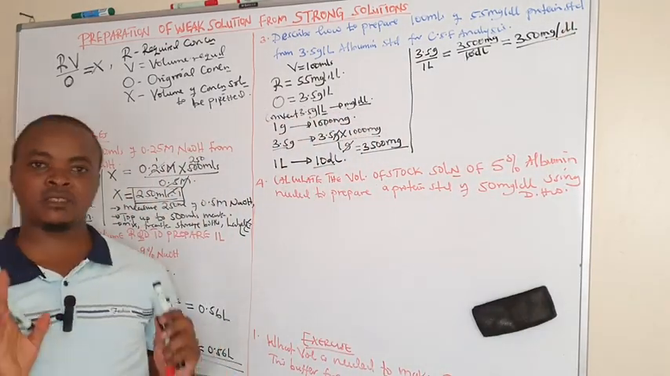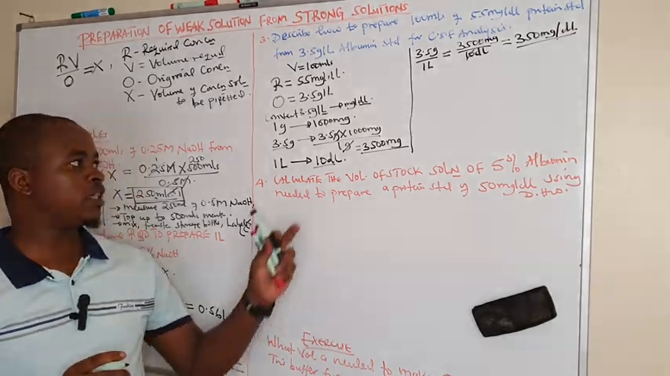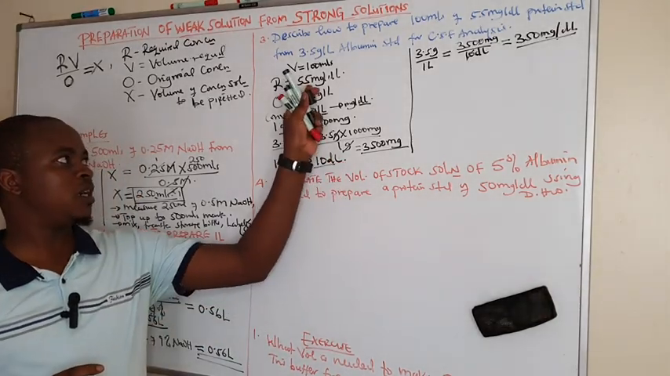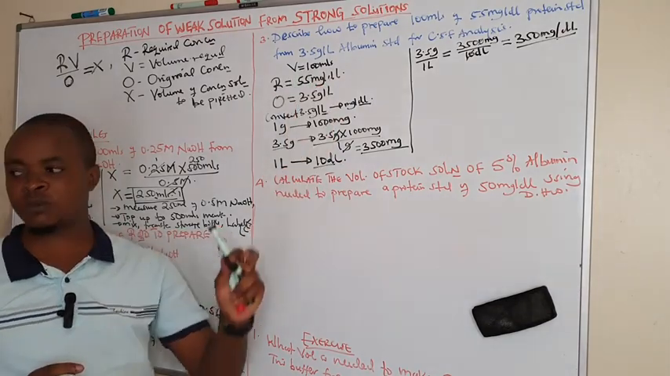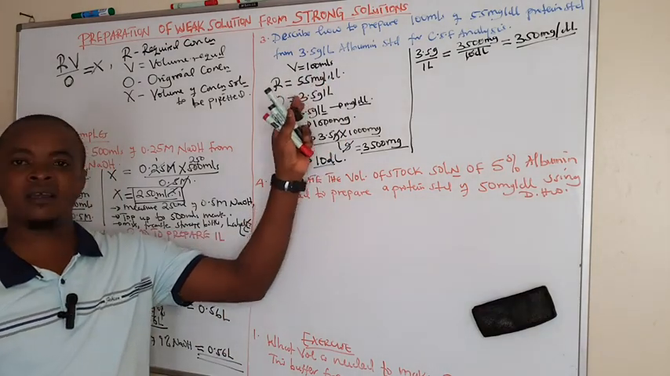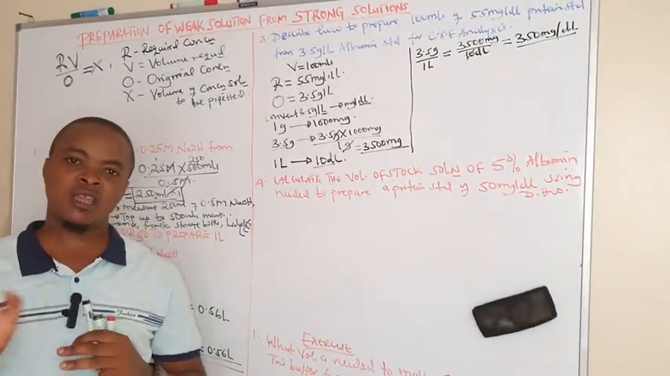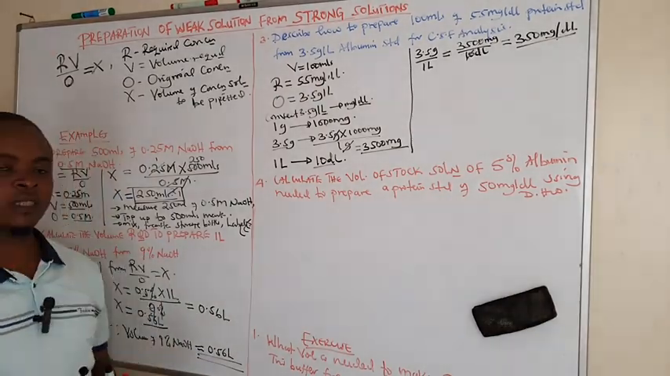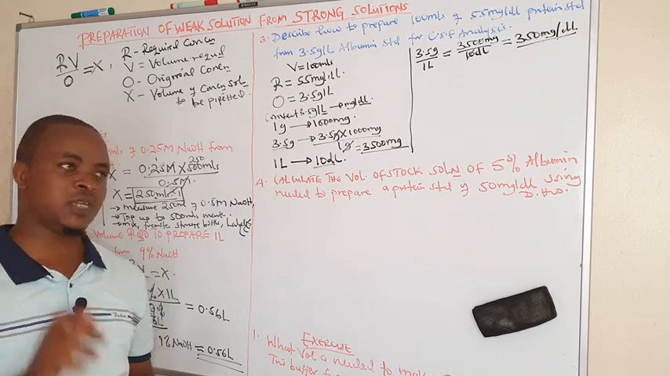I told you the units should be the same. And what we are aiming for is to make sure the units, all of them, are in milligrams per deciliter. If you want, you can also convert milligrams per deciliter to grams per liter. So any other way works. The major thing is making sure the units are the same.